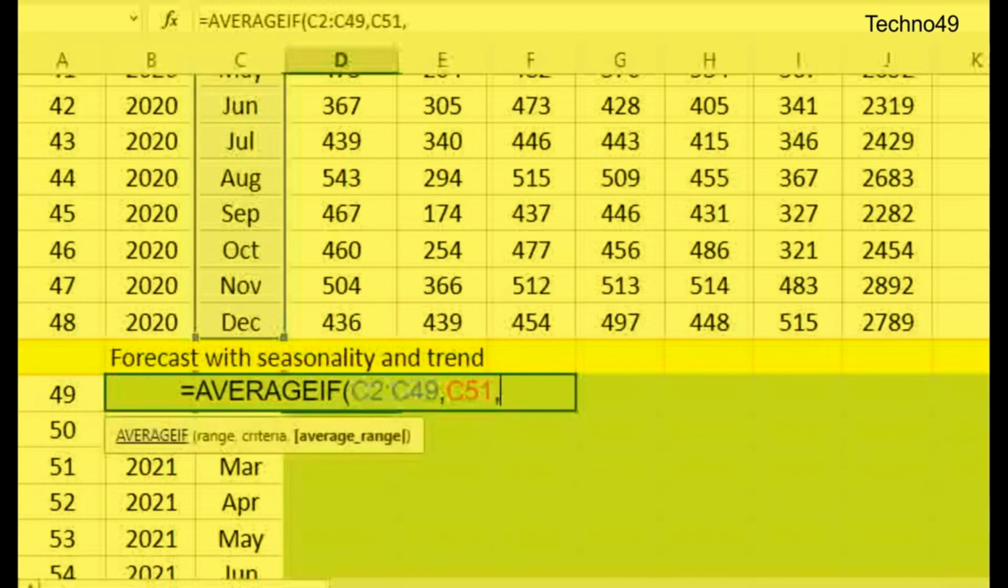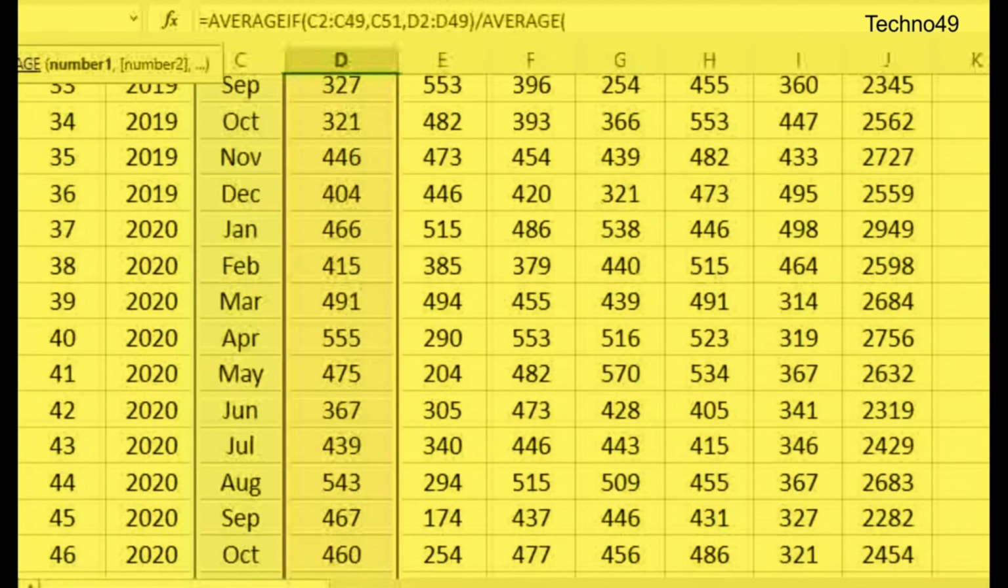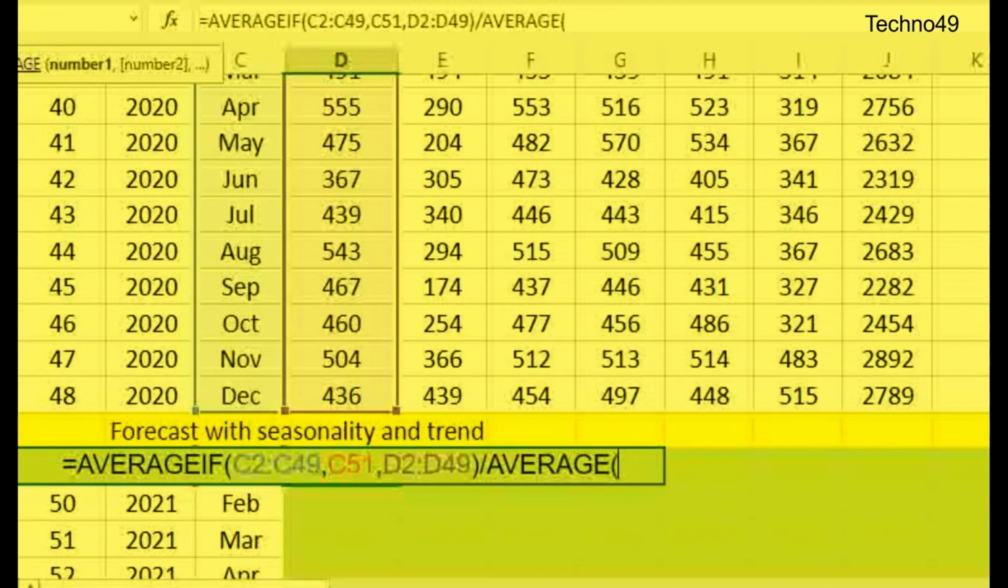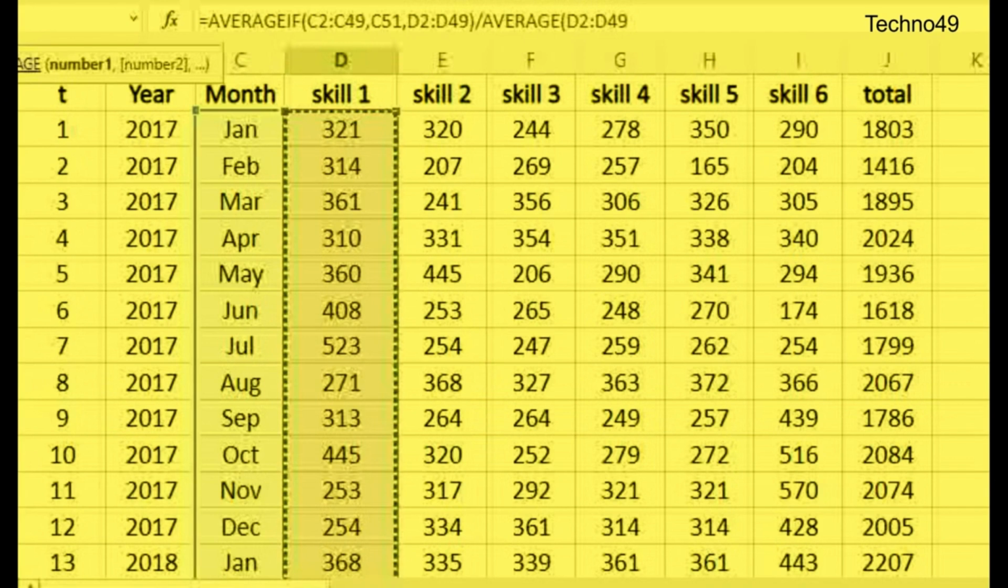Then again, it says that average range. So your average range would be the historical call volume, bracket close, divided by average. So average would be your historical call volume again, bracket close. Now this is for the seasonality. Now after that we need to add the trend also.